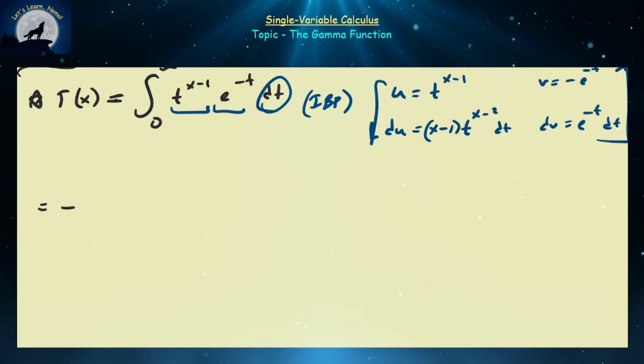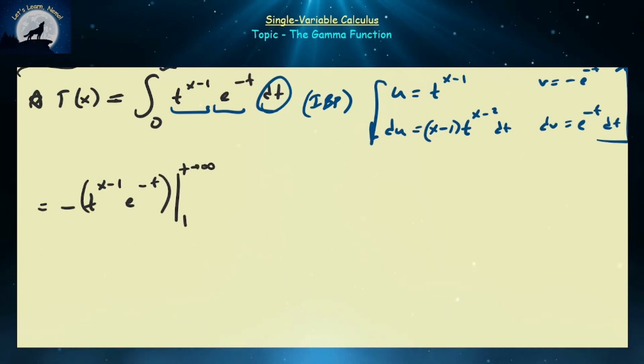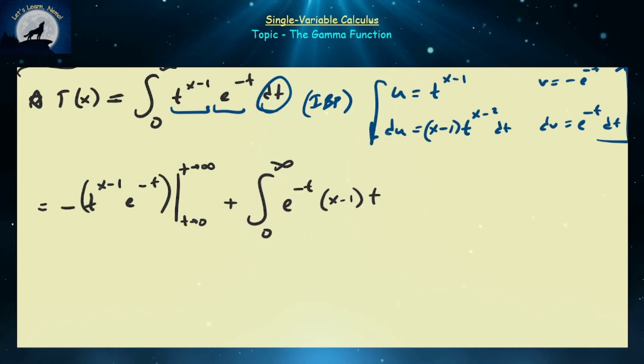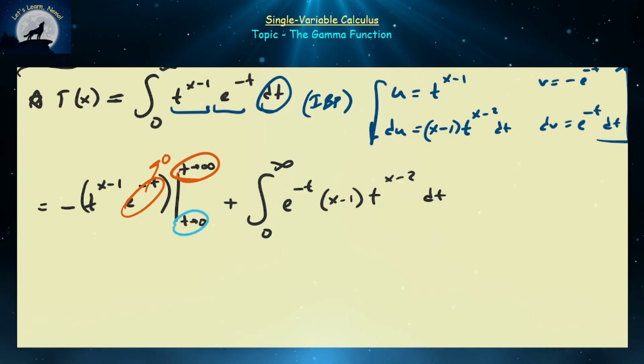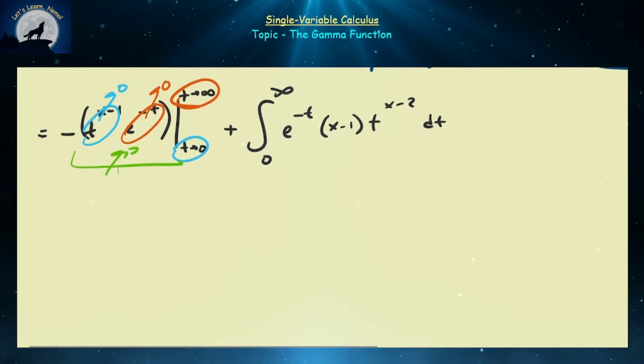So it's going to be equal to uv. So minus t to the x minus 1 e to the minus t. And we need to evaluate that as t goes to infinity and as t goes to 0, minus the integral of v du. So we get this. So if we look at this first evaluation, as t goes to infinity, this is going to go to 0. And as t goes to 0, this is going to go to 0. So this entire leading term is going to go to 0 as well. So we don't need to worry about it. Also keep in mind, this is a t integral, so that x minus 1 term is just a constant as far as the integral is concerned.